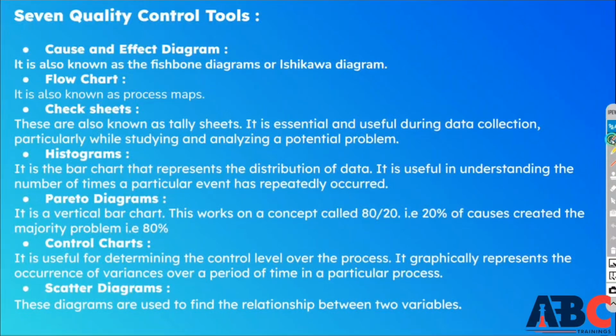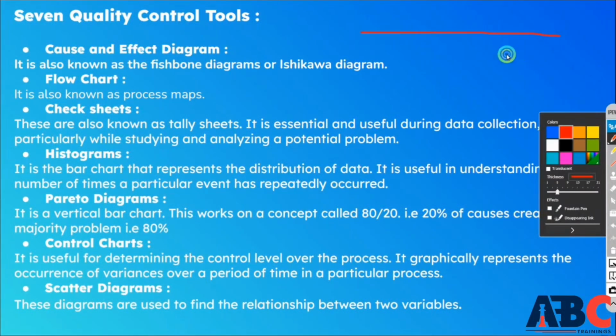There is a line. If we see here, control charts have a control line. If you go above it, then there is a problem. If you go below it, then it's also a problem. So to find out this variation, you need control charts. After that comes your scatter diagram.